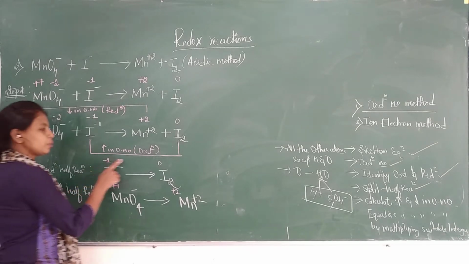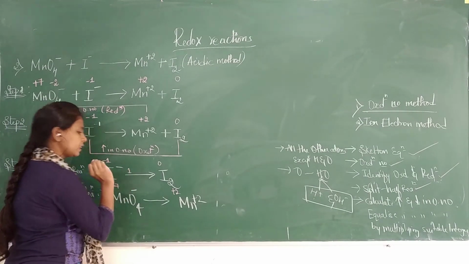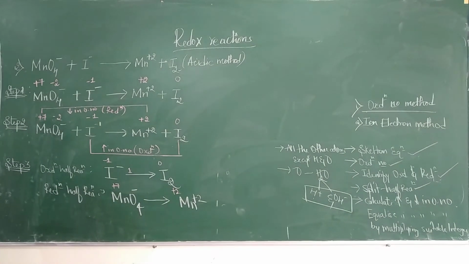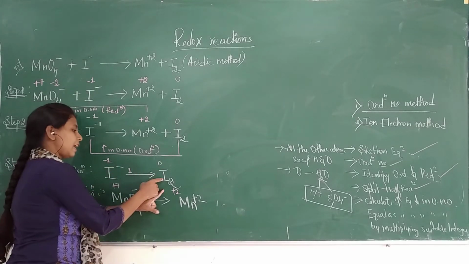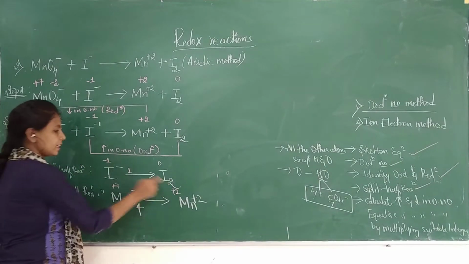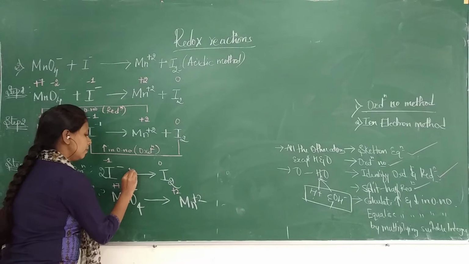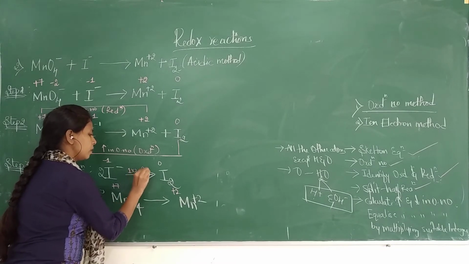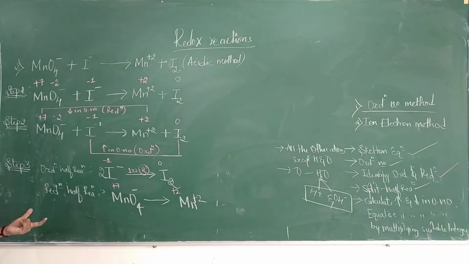-1 to 0, it has increased by 1. But is there only one iodine over there? One molecule of iodine? I minus forms I2, so there are 2, so directly I will balance it. So here, 1 iodine increased by 1 number, as there are 2 iodide ions, so again it is 2.